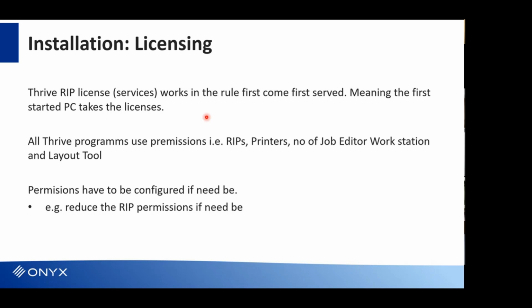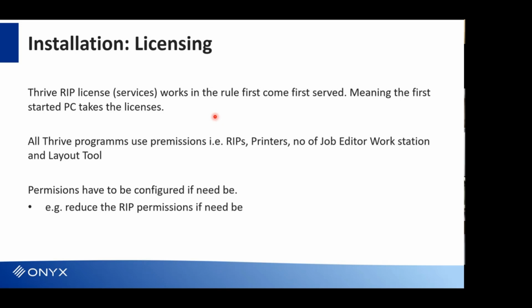As you can see, Thrive works on the rule first come, first served. So the first PC which starts the license will take it. If you have one job editor available, and the customer opens it on one PC, and then there is another PC on the production that tries to open the job editor, it will not work, as the previous one took the service. So you have to remember about it. And if need be, you can configure it, which I will show you.